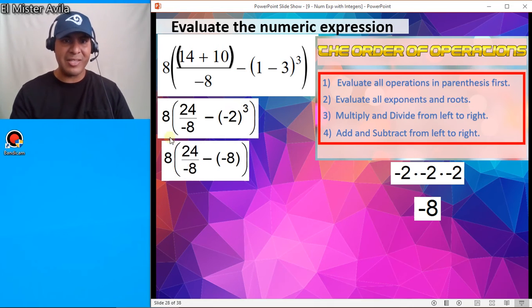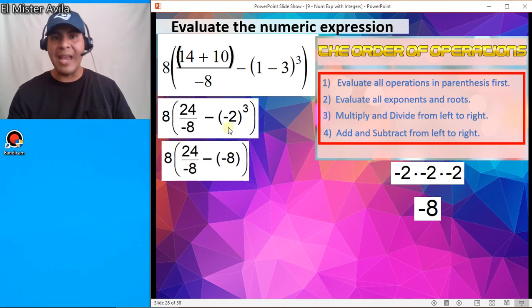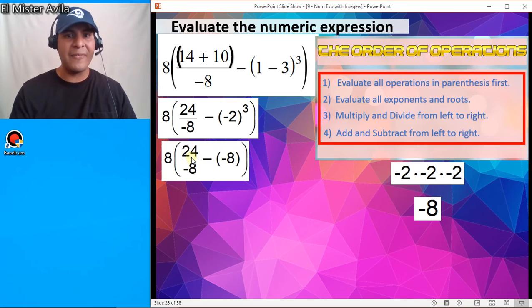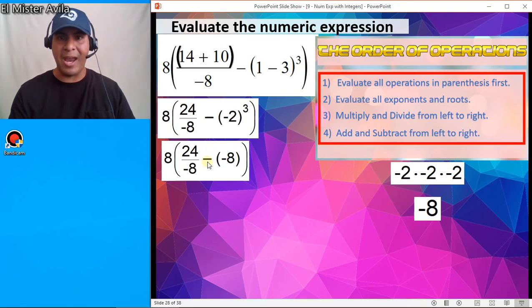And I'm going to bring everything else down. Notice everything stayed exactly the same. The -2 just became -8. Now we have a subtraction of a negative. And we actually have a division also. I think we need to divide before we subtract. Sure enough, division comes before subtraction.